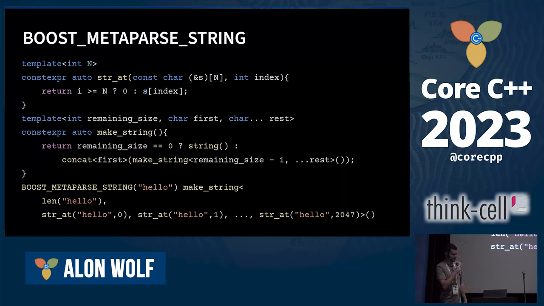If you are wondering how the Boost MetaParse string macro works, it evaluates to something like this. The Boost MetaParse string with the string hello transforms into the call to make string with the length of the string and a bunch of calls to str@ with a running index. str@ takes a string and an index and returns either the character at that position or zero if we are past the length. So the first calls will return the characters and then we will have a bunch of zeros at the end. The make string function recursively concatenates the string until it reaches the end, so it effectively removes all the trailing zeros.